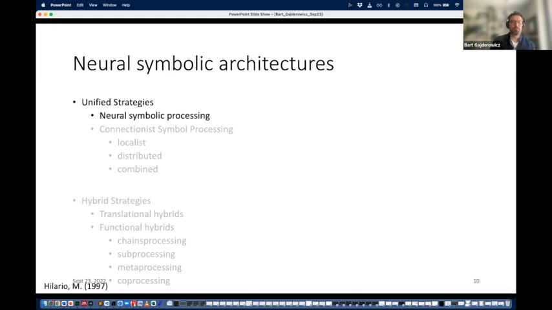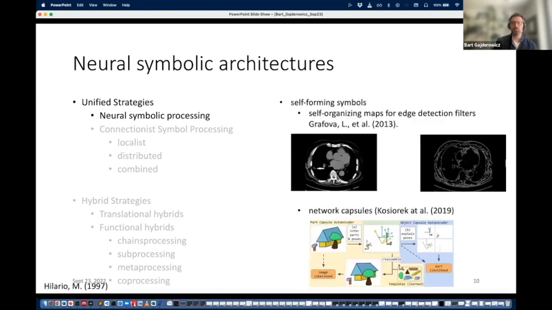So let me focus on the first one here. Unified strategies. These are ones that use one method over another. So neural symbolic processing models represent their entire domain and entire knowledge as, let's say, just a neural network. But in there somehow there are symbols or patterns that keep coming up that are trained into the system. One example is self-forming symbols, and you see this with self-organizing maps for edge detection.